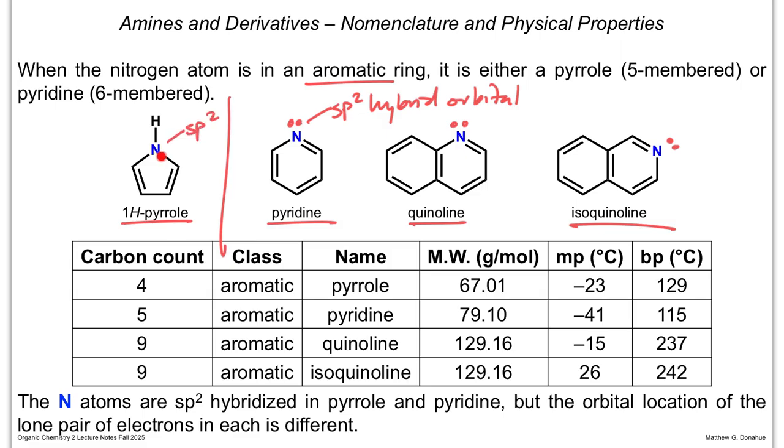In pyrrole, the nitrogen is also sp2 hybridized, but if you count the number of sigma bonds, 1, 2, 3, and then we draw in that lone pair, this lone pair has to reside now in a p orbital.